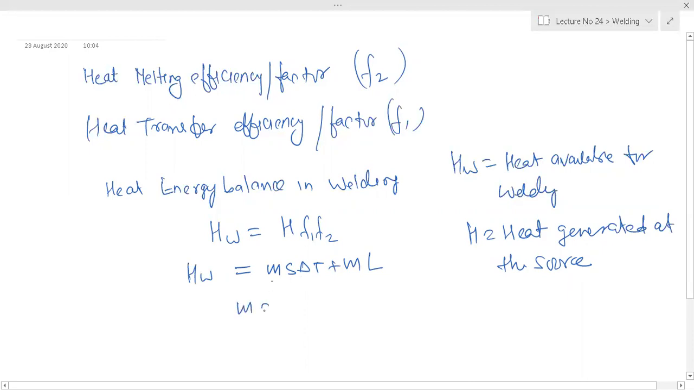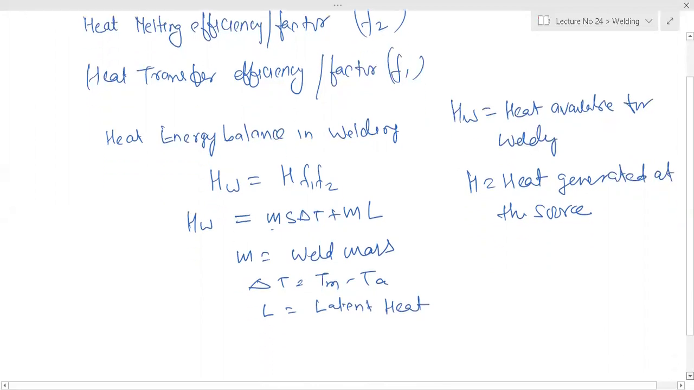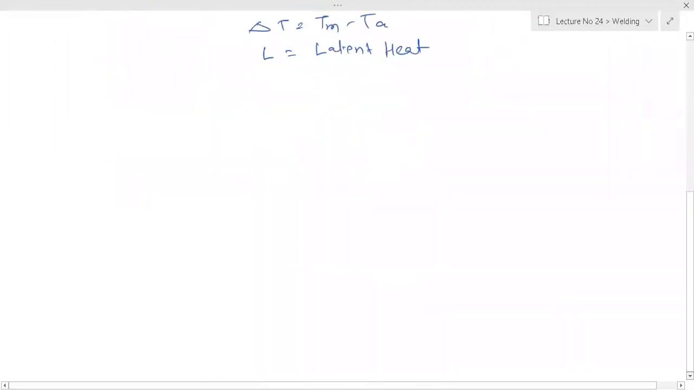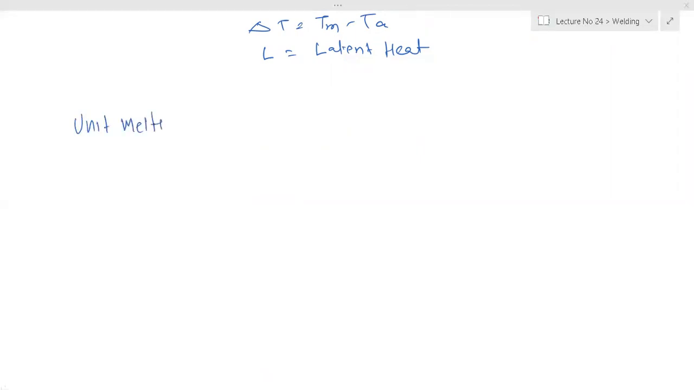And M is your weld mass, delta T, you know, that is melting temperature minus your ambient temperature. L is your latent heat of the material, latent heat, right? We discussed already these things yesterday. Now coming to the point, one term we call unit melting energy.